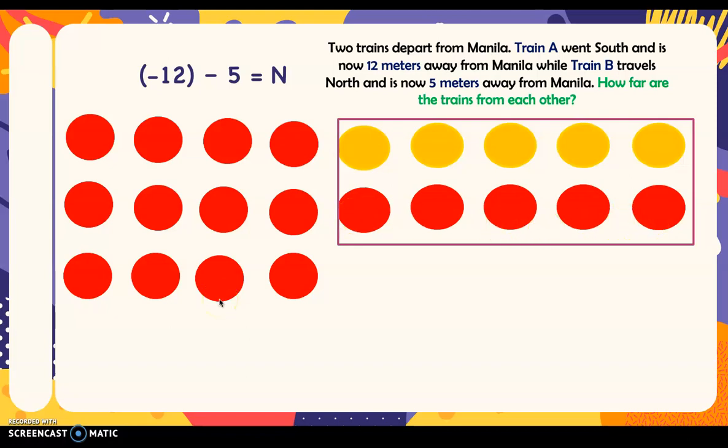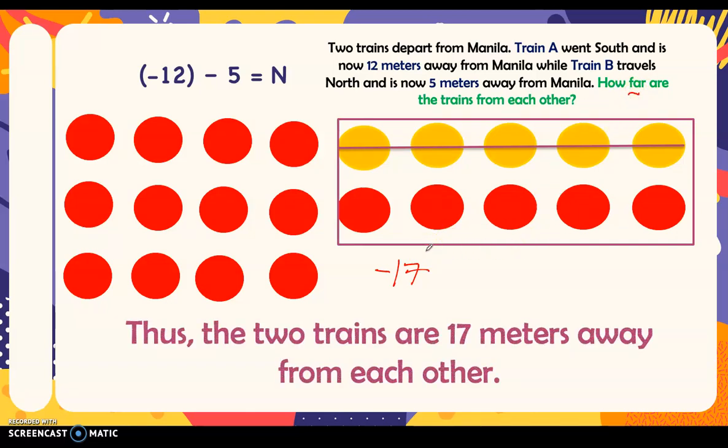The rule in subtracting integers is to cancel out what is asked and add zero pairs if necessary. This time, we can now cancel out 5 positive since we have it here. Therefore, we cancel this out and the remaining chips are 17. Since they are red, it's negative 17. Now let's go back to the question, how far are the trains from each other? Since we are talking about the distance, or how far, we answer it with the absolute value, which is 17. The 2 trains are 17 meters away from each other.